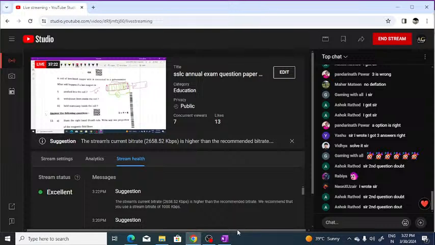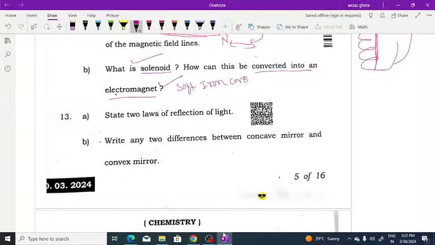Ashok Rathod, second question doubt. Which is the second question, Ashok Rathod? In physics, the answer was 16:1, Ashok Rathod. 16:1 was the answer. We have done that. You can just flashback to that video and go to it, right?